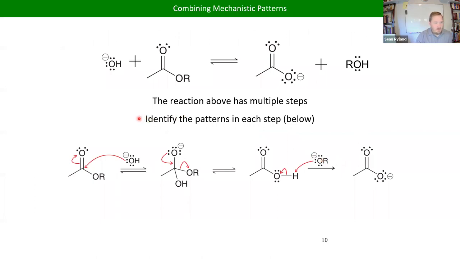So here's one good way of doing another practice, and this is going to be something like what your exam looks like. I give you a multi-step mechanism and you identify each of the steps along the way as being either leaving group leaves, nucleophile attacks, proton transfer, or rearrangement, maybe with resonance thrown in there. So in this example, here's the overall reaction drawn at the top. We know that if we put hydroxide with this ester, if you remember learning our functional groups, we wind up turning that ester into a carboxylate ion and you wind up making an alcohol.